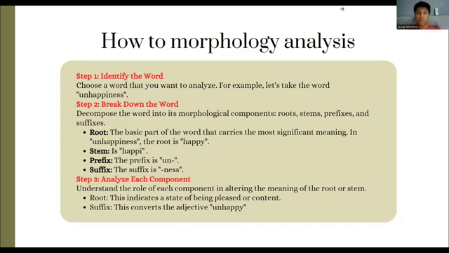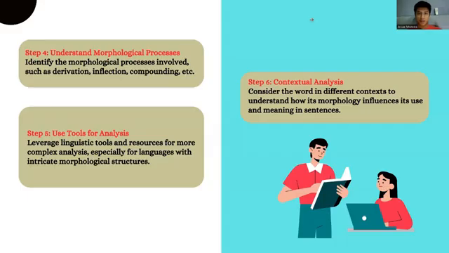Step 3: analyze each component. Understand the role of each component in altering the meaning of the root or stem. Root: indicates a state of being, place, or content. Suffix: this converts the adjective happy into a noun. Step 4: understand the morphological process. Identify the morphological process involved, such as derivation, inflection, compounding, etc.